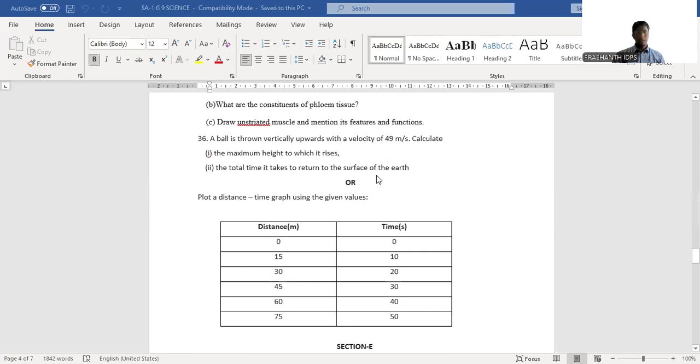This is very simple. The 36th one: a ball is thrown vertically upward with a velocity.